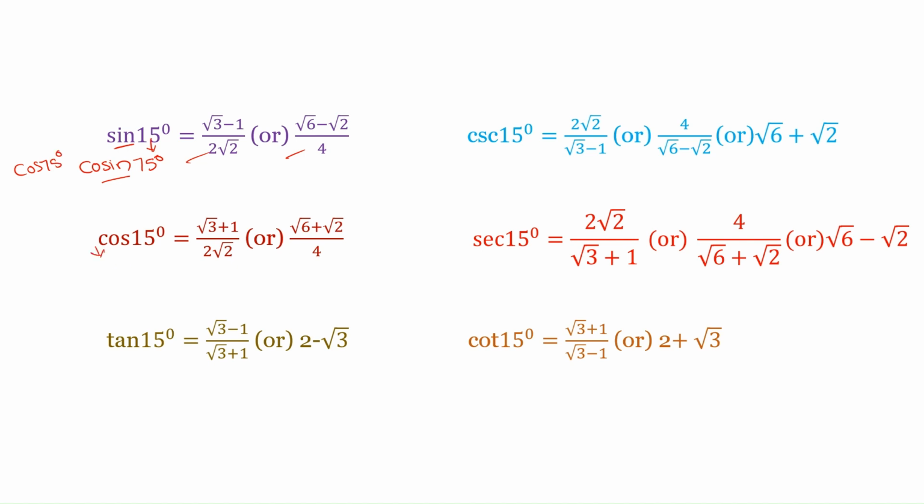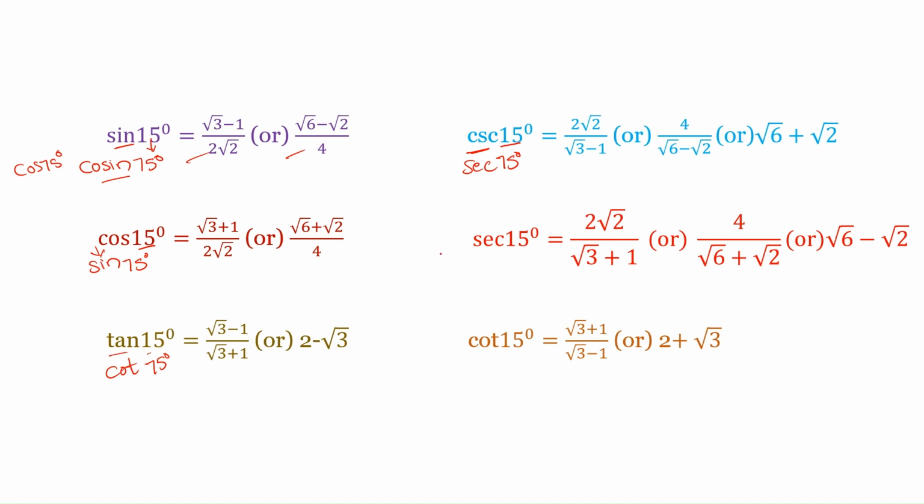Similarly, cos and sine are complements, so sine of the complement of 15 is 75. So cos 15 and sin 75 would be the same. Similarly, tan 15. Tan's complement is cot, so cot of 90 minus 15 is 75. So tan 15 and cot 75 are the same. Similarly, cosecant. Cosecant and secant are complements, so secant of 90 minus 15 is 75. Cosecant 15 and secant 75 are the same.